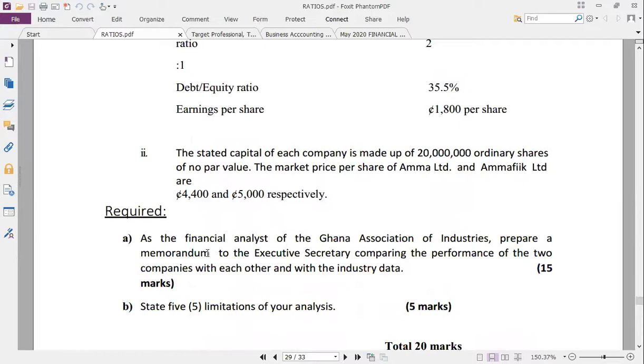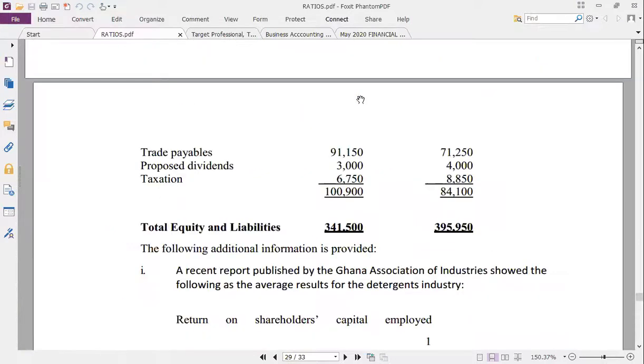Now look at the question. As a financial analyst of Ghana Association of Industries, prepare a memorandum, memo to the executive secretary comparing the performance of the two companies with each other and with the industrial data. So that is it. Good. So here you will calculate the equivalent ratios, and then you start the interpretation.